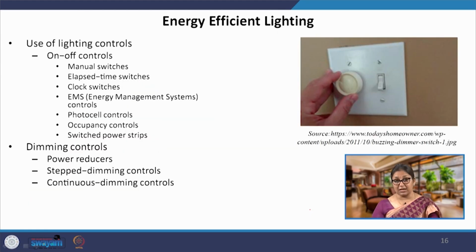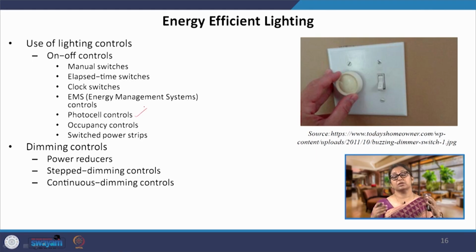Once we have done that, we will add on top of this the lighting controls. So, we can have normal controls, you have seen the manual switches on and off, which is the simplest form, but in addition to that we can have multiple other controls. For example, we can have photocell controls.